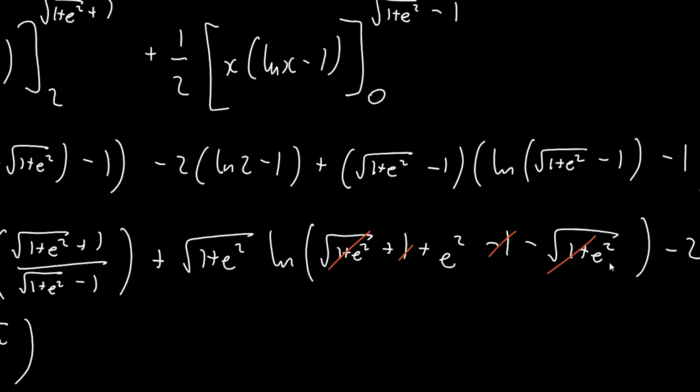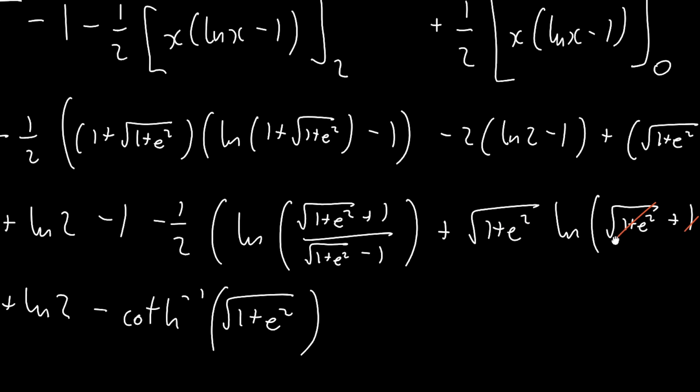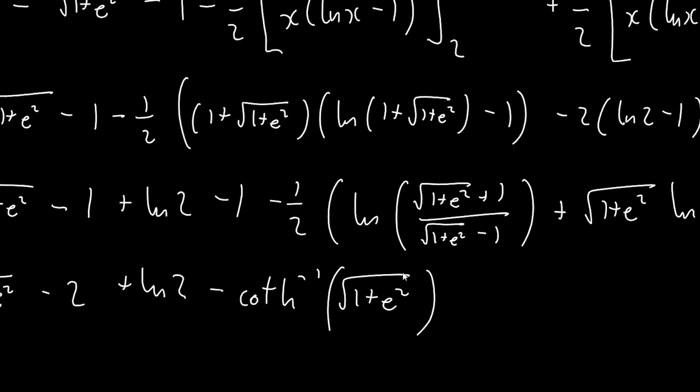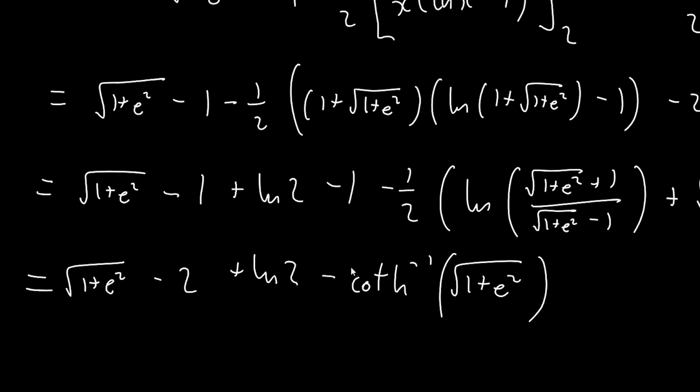They all go away, and we just have ln e squared, which is just 2 ln e, which is just 2. So you have 2 square root 1 plus e squared minus 2 square root 1 plus e squared, and those both go away. So you just end up getting this value here, ln of square root 1 plus e squared plus 1 over square root 1 plus e squared minus 1, which is just two lots of arccoth square root 1 plus e squared. So simplifying all together, we have square root 1 plus e squared minus 2 plus ln 2 minus arccoth square root 1 plus e squared. And there you go.